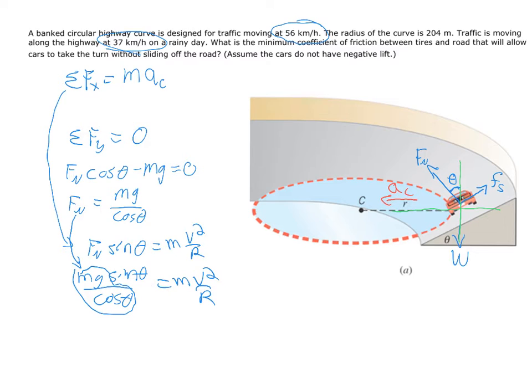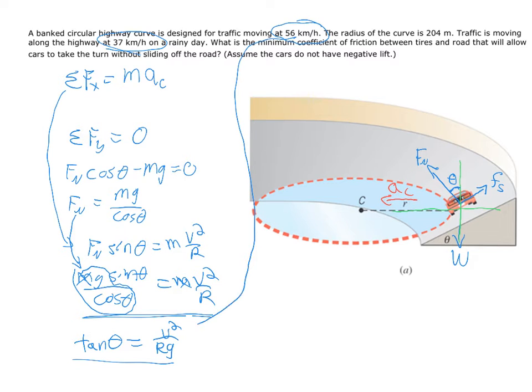But anyway, the first thing you have to do, as I mentioned, is use this equation to solve for the angle. Our masses will cancel. Sine over cosine is tangent. And if we divide by g, the tangent of the angle theta is equal to v squared over rg. So you can get your angle using the 56 kilometers an hour converted into meters per second.